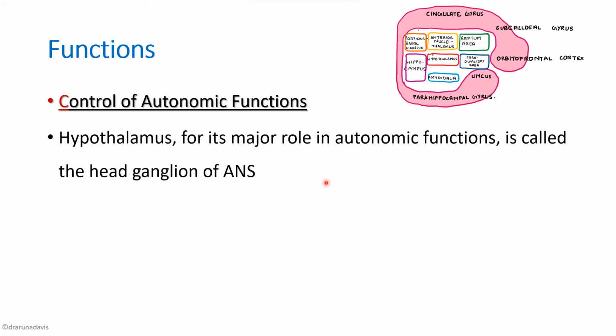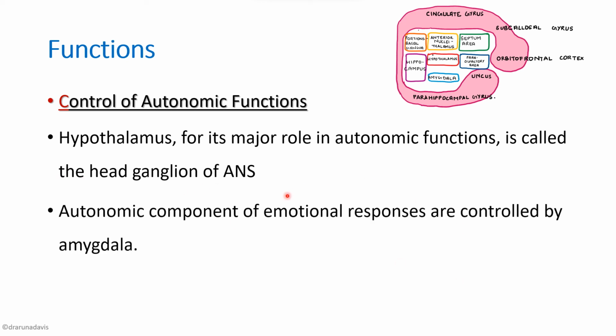We know that the hypothalamus has a major role in autonomic functions, and that is why it is called the head ganglion of the ANS. Okay. And also the autonomic component of emotional responses is controlled by the amygdala. So there are two important regions of the limbic system which are involved in autonomic functions.